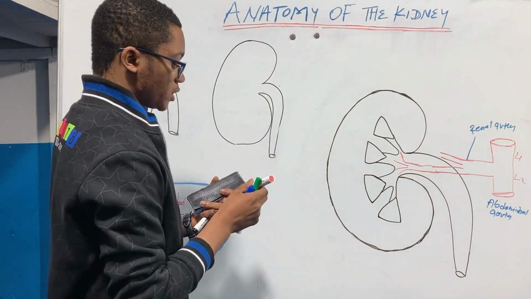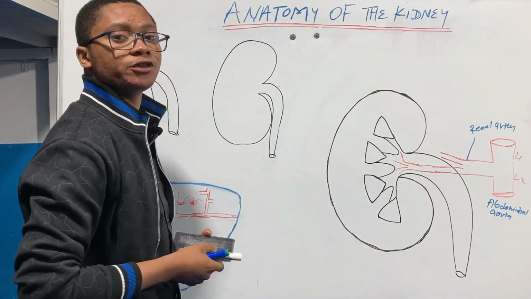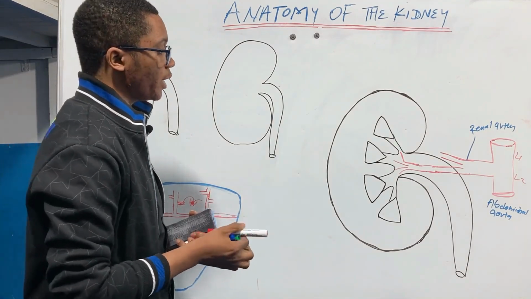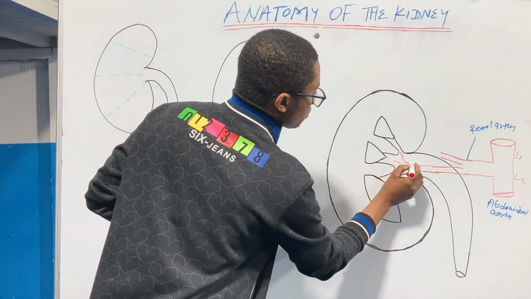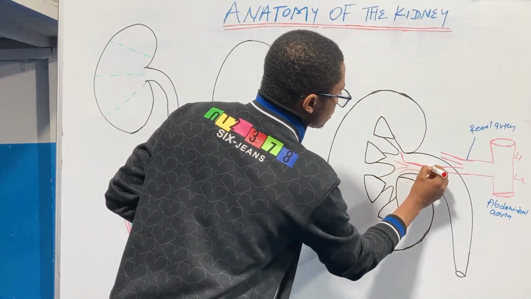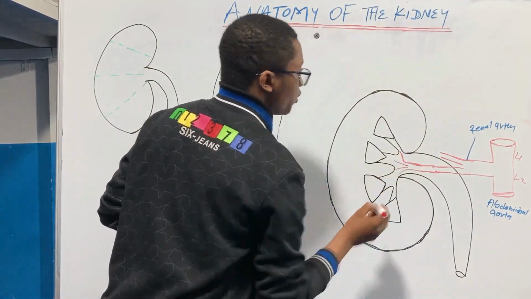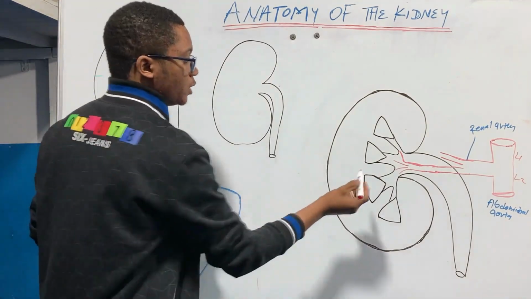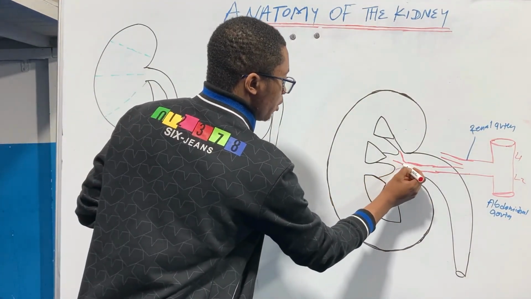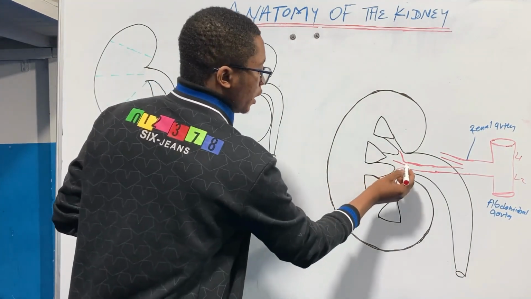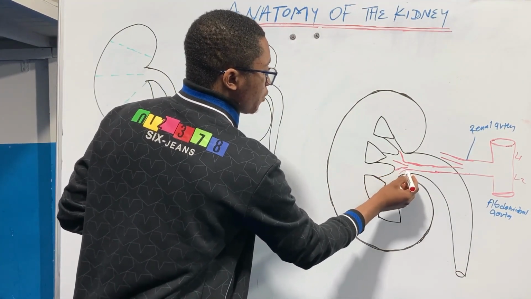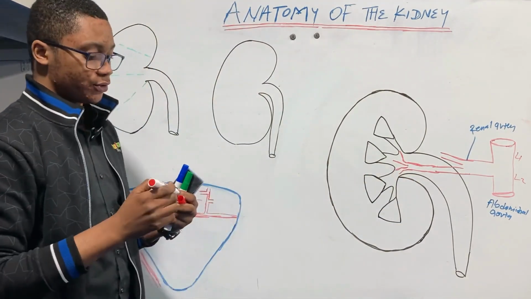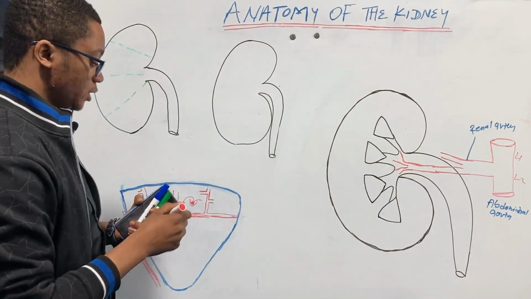So these are the four segmental arteries that the anterior division of the renal artery gives off inside of the kidney. First, the superior segmental artery. Then next is the superior anterior segmental artery, then the inferior anterior segmental artery, and the inferior segmental artery. These are the four branches it gives off.